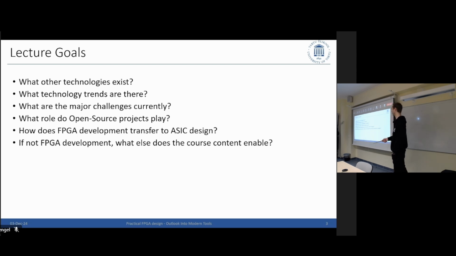How is the step from FPGA development to ASIC design? I'm going to go there not too deep, but there's one fundamental. And if you don't do FPGA development, what else can you do with the knowledge you learned here? Or, let's rephrase it, when you do not want to do hardware design on a low level.